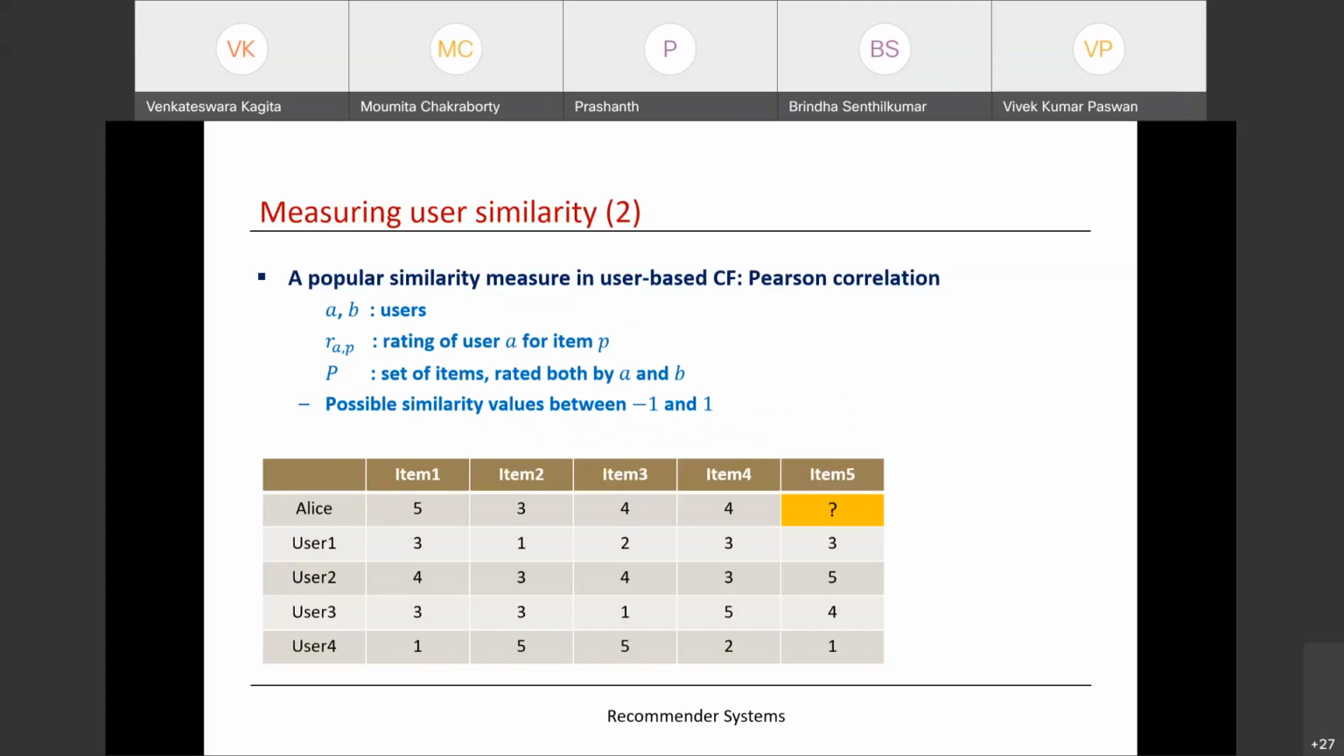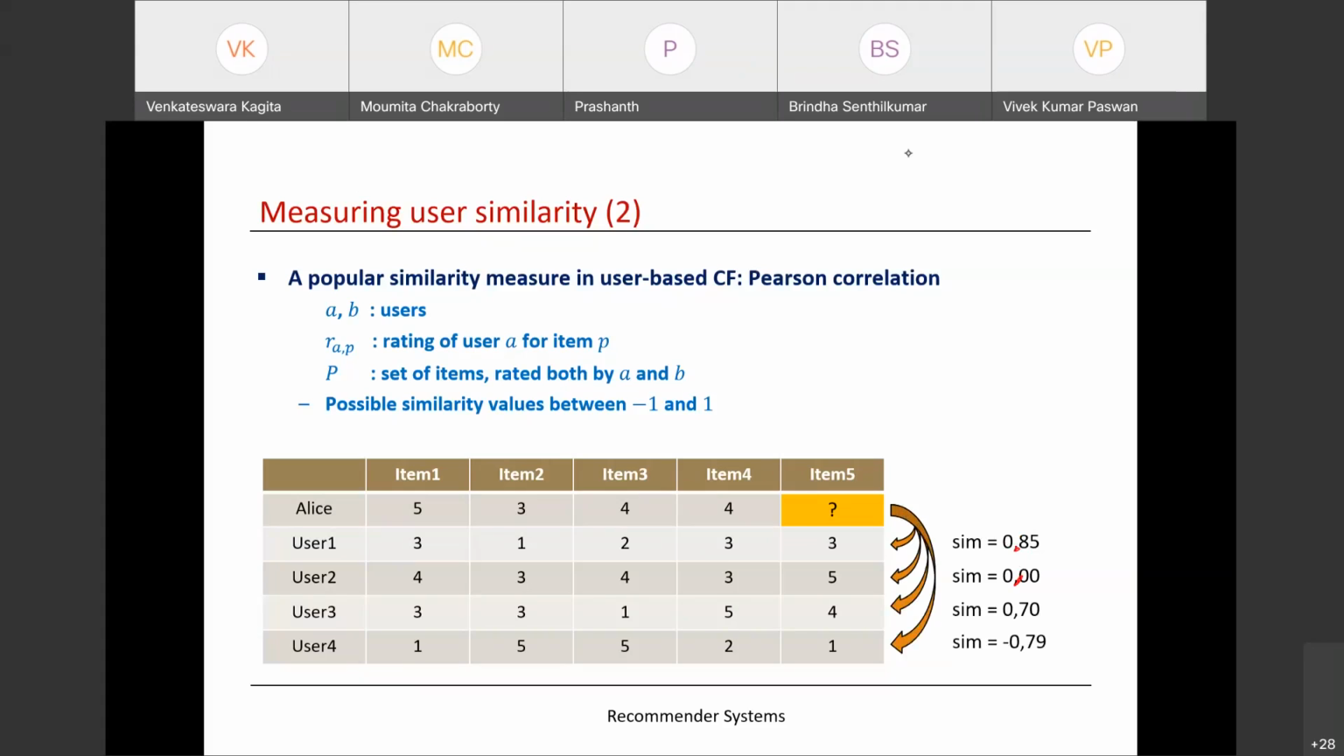So the possible similarity value is between -1 and 1. 1 means highly correlated, -1 means highly dissimilar, right? So when I measure the similarity of Alice with respect to user 1, I got a similarity of 0.85. Here, this comma is a dot, just make that correction. Similarity is 0 with respect to user 2. Similarity is 0.7 here, and similarity is -0.79.